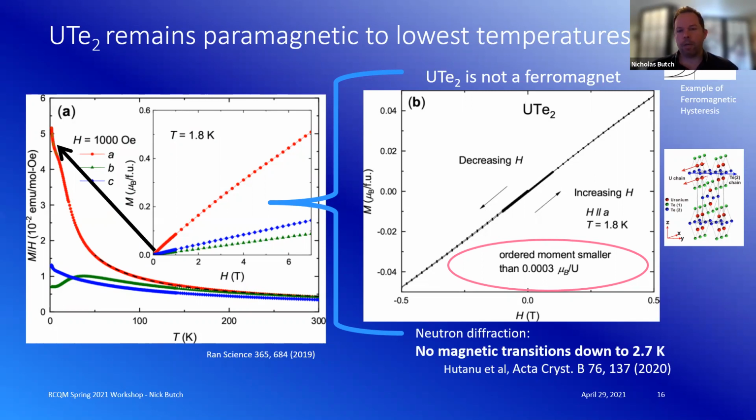But if we just do a field sweep at the lowest temperature of the SQUID magnetometer, 1.8 K, you don't see anything really remarkable. In fact, we can place an upper limit on any ferromagnetic ordered moment of being a pretty tiny fraction. And furthermore, neutron diffraction studies down to 2.7 Kelvin have found absolutely no evidence of symmetry breaking. So we don't see anything in specific heat, don't see anything in the magnetization, and of course, also not in the resistance. So there aren't any indications that there is a magnetic phase transition down to this temperature.